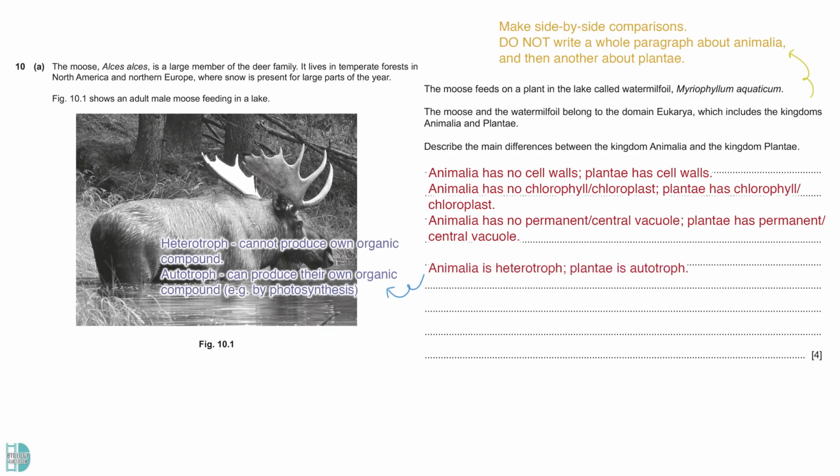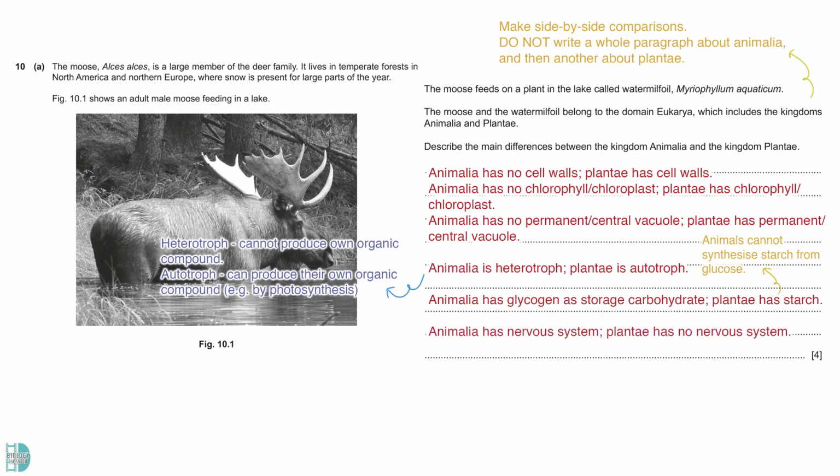The feeding mode is not the same. Animalia is a heterotroph because we cannot produce our organic compound. Plantae is an autotroph as they can carry out photosynthesis. The storage carbohydrate is glycogen for Animalia and starch for Plantae. Note that animals can't synthesize starch from glucose. Only animals have a nervous system for control and coordination. Most members in the Animalia kingdom show movement from place to place, but Plantae does not.